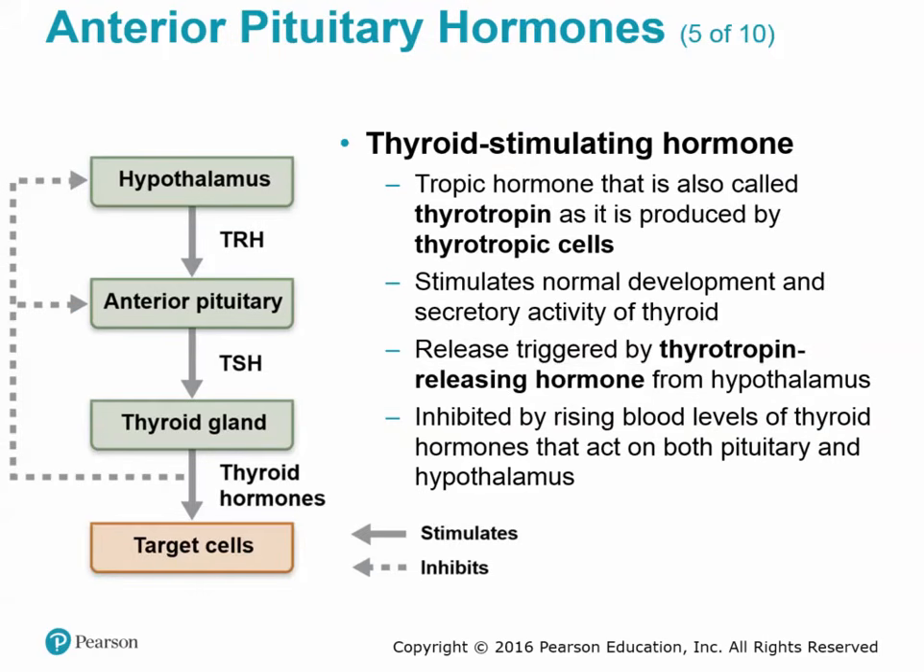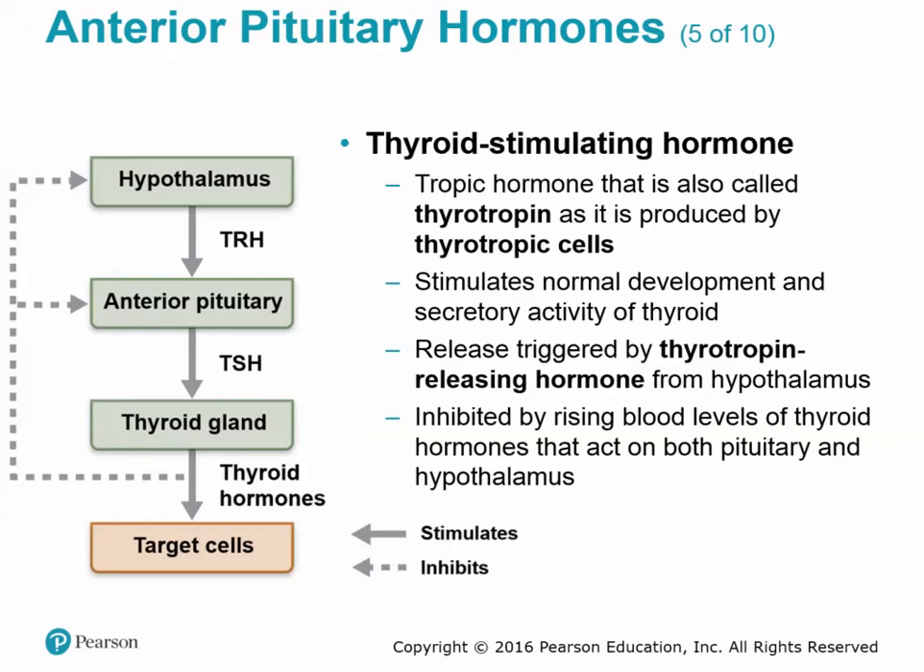Right. So thyroid stimulating hormone is our next anterior pituitary hormone. This is a tropic hormone. So it's going to stimulate the release of a different hormone. Right. So sometimes it's called thyrotropin. You may see it referred to that. But thyro, right, tells us thyroid. Tropin means it's tropic, right, or stimulating. So thyroid stimulating hormone stimulates the normal development and activity of the thyroid. And its release is triggered by thyrotropin releasing hormone, so TRH, from the hypothalamus.